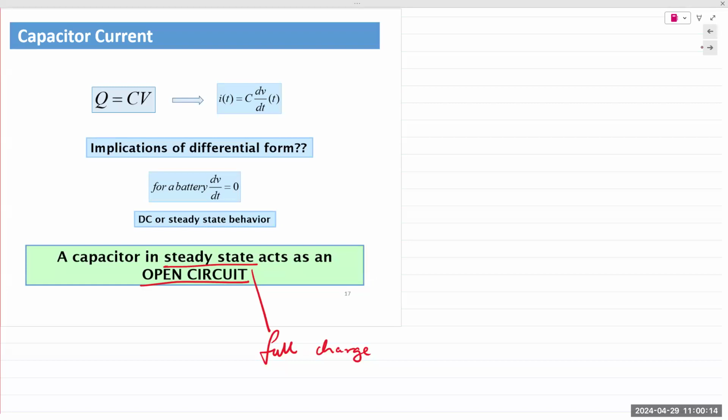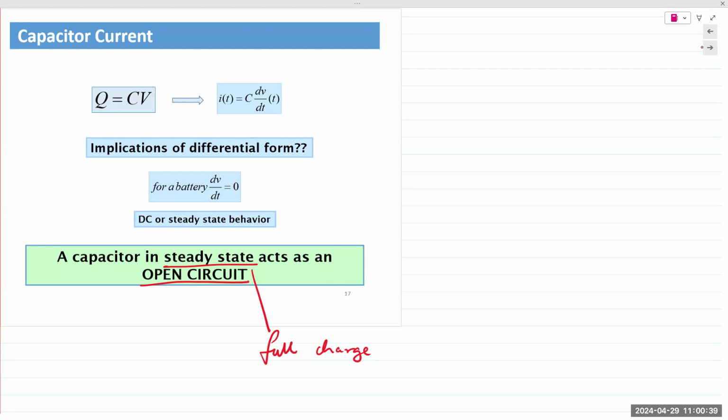And then the point again, with AC, it's constantly changing. So if it's constantly changing, then electrons are constantly flowing through the circuit. Okay. It's only for DC that it acts like an open circuit. For AC, it's constantly changing, it's constantly moving. So that's a lot to take in. Think over that. Let me know if you have questions.